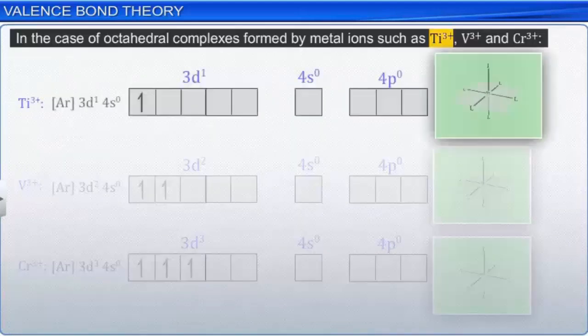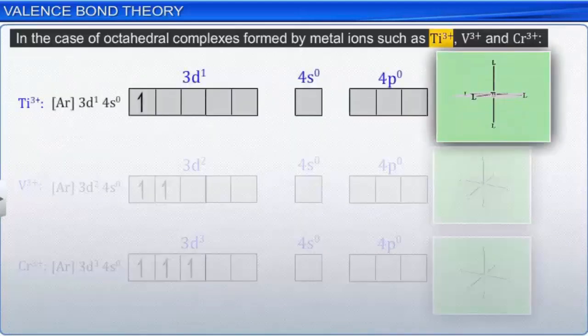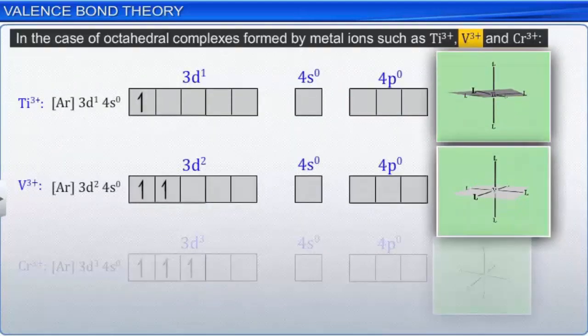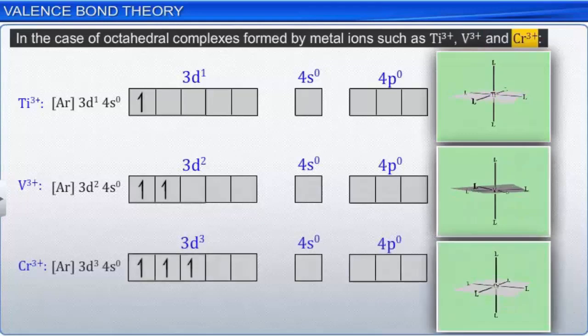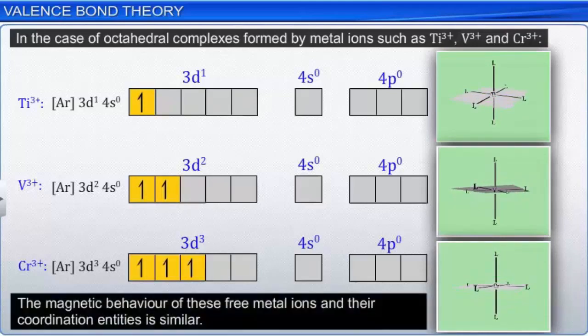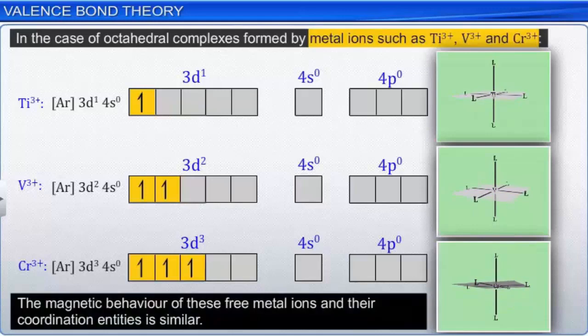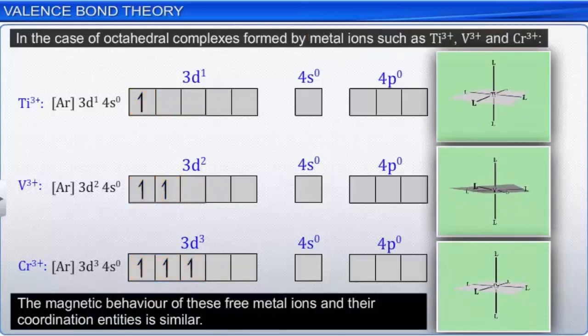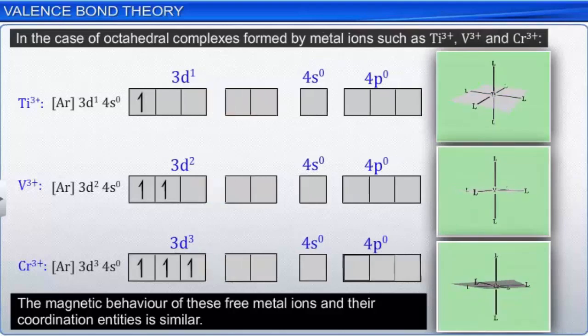So in the case of octahedral complexes formed by metal ions such as titanium 3 plus, vanadium 3 plus and chromium 3 plus. In titanium 3 plus, we can see the valence electronic configuration argon 3d1 4s0. So here only one unpaired electron is found in the titanium 3 plus ion. The shape of this complex is octahedral.